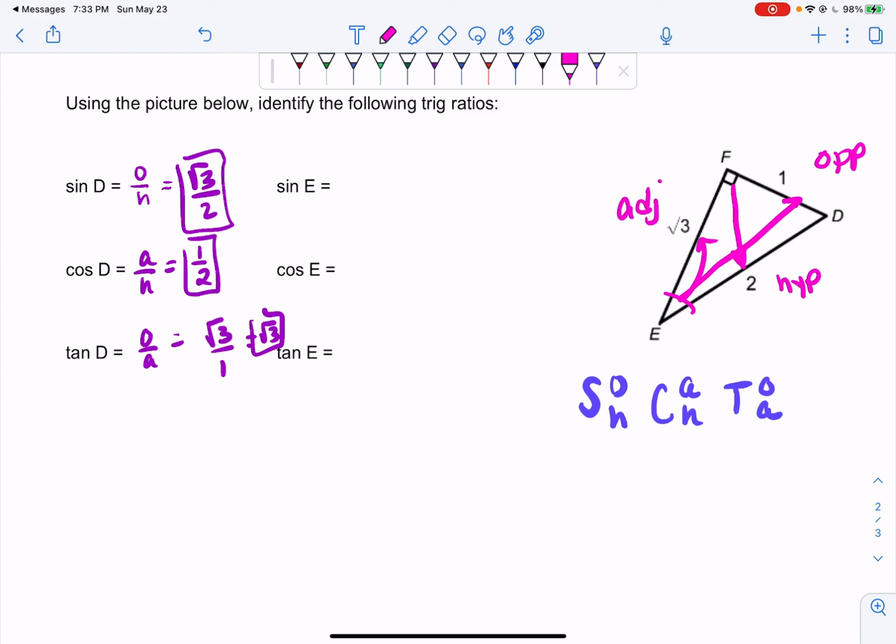So now what I want to do is find the sine of E, but we know sine is opposite over hypotenuse, and our opposite side is 1 and our hypotenuse is 2. So sine of E is 1/2. Now we want to find cosine of E. Cosine of E is adjacent over hypotenuse. So we get a radical 3 over 2.